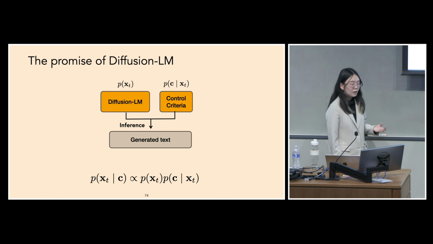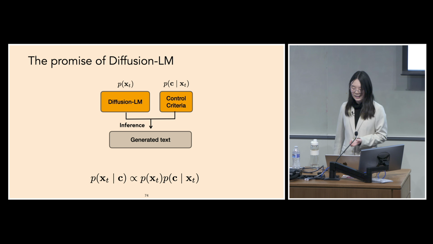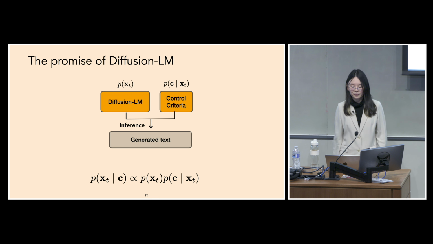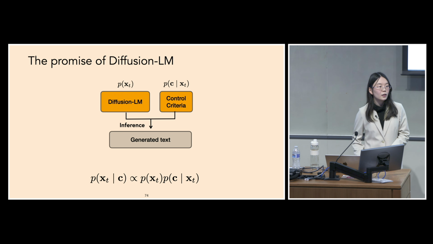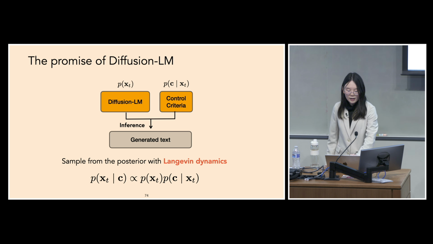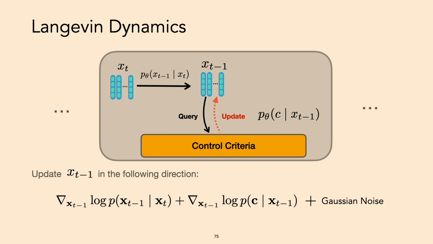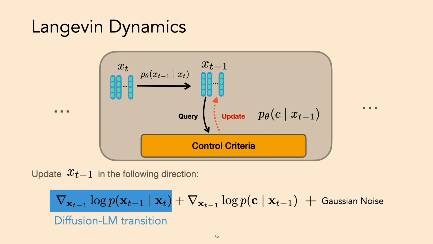So for the control criteria, we could plug in some scoring function of xt. And we need the scoring function to be differentiable with respect to xt. That's all we need. And then we can sample from their posterior using Langevin dynamics. So here, this is one step of Langevin dynamics. We update xt minus 1 in the gradient direction parameterized by Diffusion-LM, which helps with fluency, and also in the gradient direction parameterized by the control criteria, which helps with control satisfaction. And finally, we add a little bit of Gaussian noise to ensure that we are sampling from this distribution rather than just maxing the distribution.